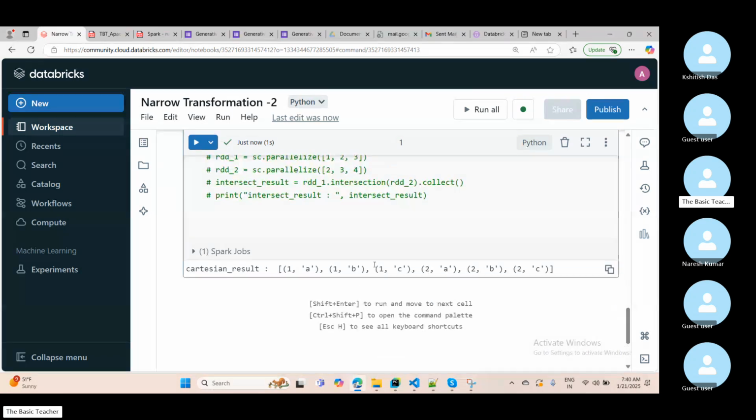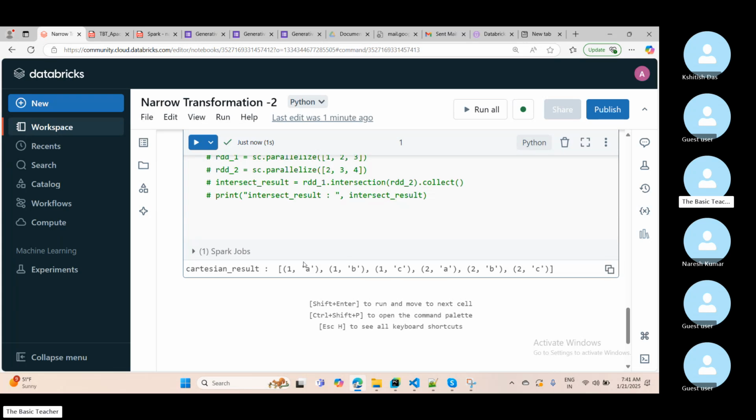Okay, it has tried to match each number with each of the letters existing in the second one, right? So in the previous one we had 1 and 2, and in the second one we had A, B, C. So 1 is matched with A, 1 is matched with B, again 1 with C, and 2 is also matched with A, B and C.